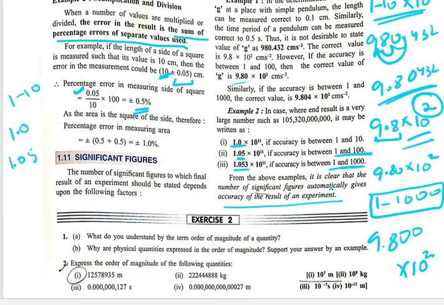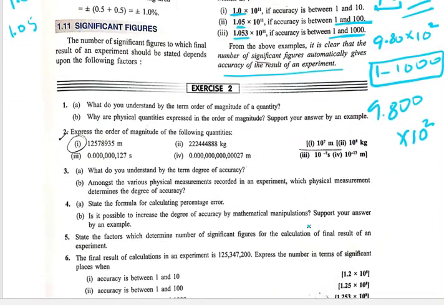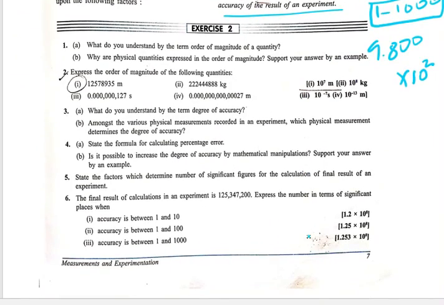So in exercise 2, you can write this. We have already discussed the first one. What do you understand by the term order of magnitude? So treat this as homework. Why are the physical quantities expressed in order of magnitude? Support your answer. So okay, one is homework. B, I will solve B, I will give the solution of B.